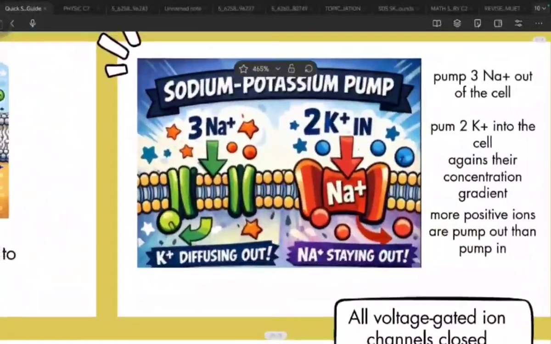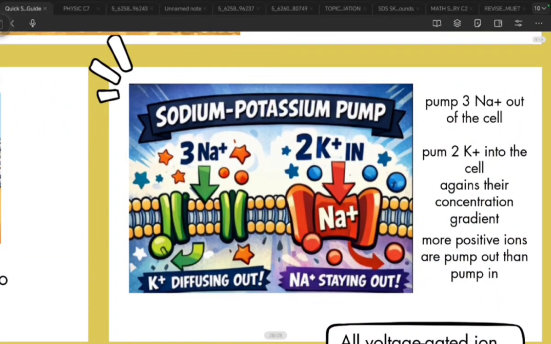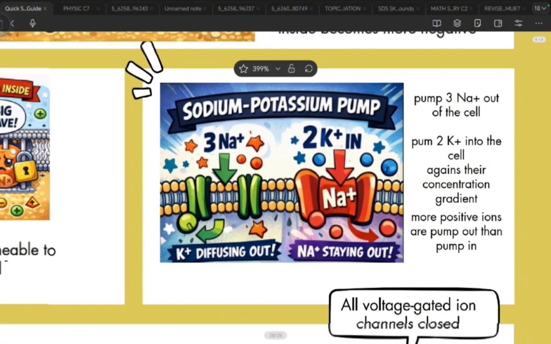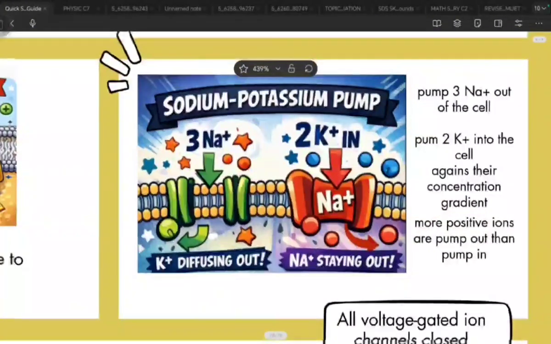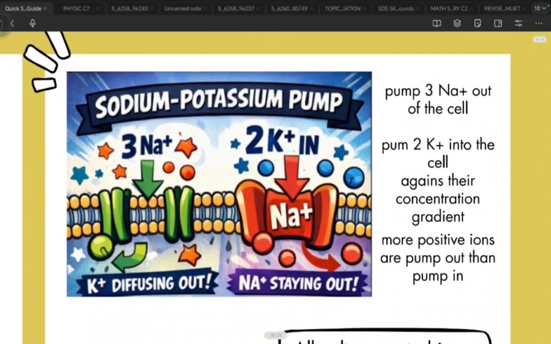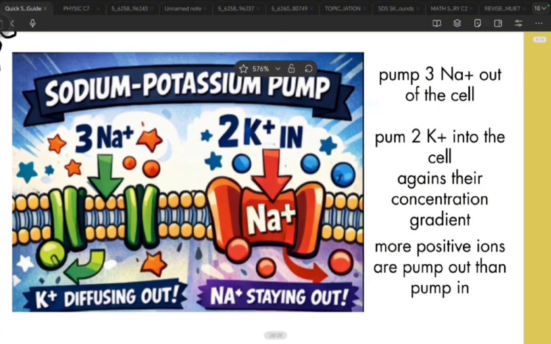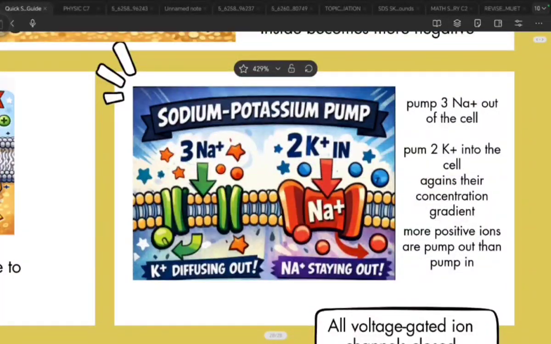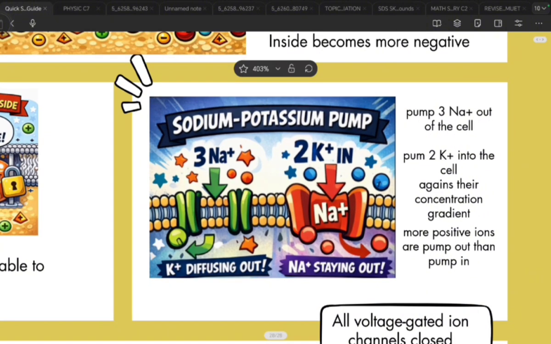Thirdly, the sodium-potassium pump. During resting potential, 3 Na+ will be pumped out of the cell and 2 K+ will be pumped into the cell. It works against their concentration gradient. Therefore, more positive ions are pumped out than pumped in.